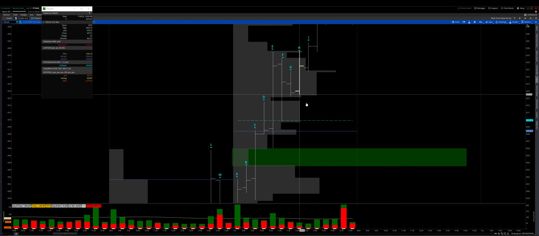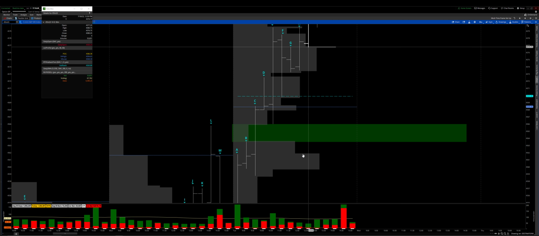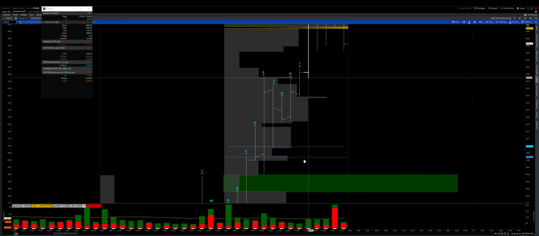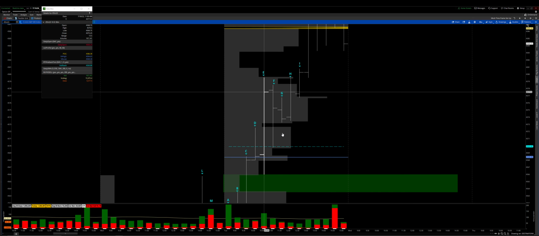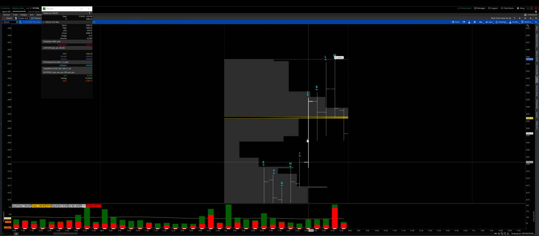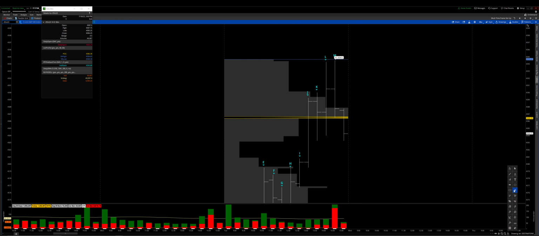For me personally, I was looking for us to maybe revisit this area where I would have gotten long. I would have been a buyer in this area or below and had my stop at C's low, right? But we never got that low. Buyers were strong. They continued to hold up here. And then we have a little bit of a breakout in J period. And then guess what? We create another set of single prints.